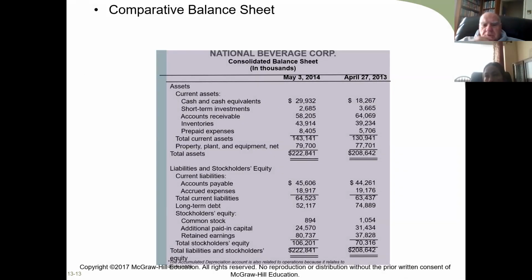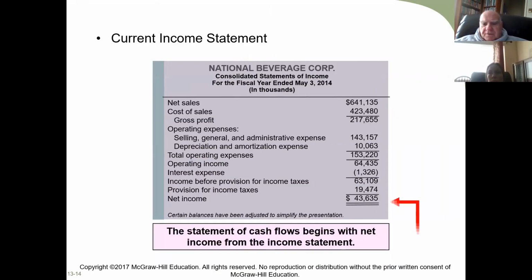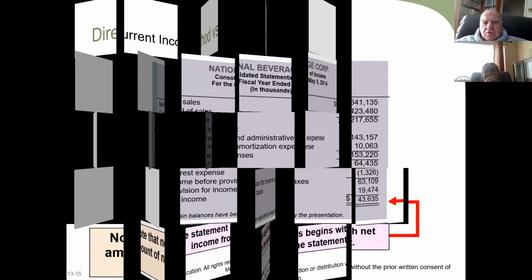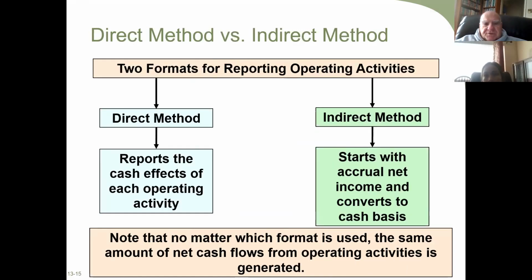So here is the first thing we need to prepare a cash flow statement, a comparative balance sheet. National Beverage out of Baltimore. And there's the income statement. And the income statement is going to be, of course, giving us the net income, which will be the first line of our cash flow statements.